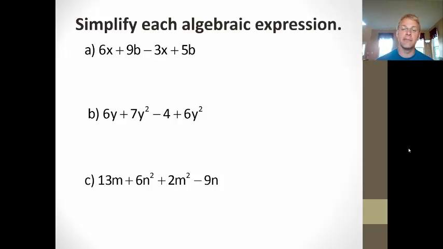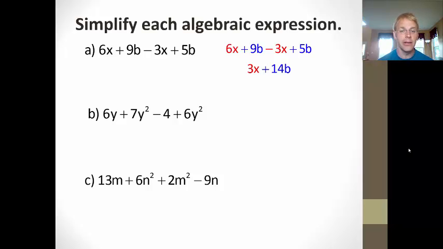So we're going to work on simplifying. If we look at A here, we have 6x plus 9b minus 3x plus 5b. So which operations can I actually perform? Let's take a look here. We can see that the 6x and the negative 3x are like terms. They have the same exact variable with the same exact exponents. So I can take the 6x and the negative 3x and simplify them, 6 minus 3, to just positive 3x. The 9b and the 5b are like terms, so I can combine those, 9 plus 5, to 14b.